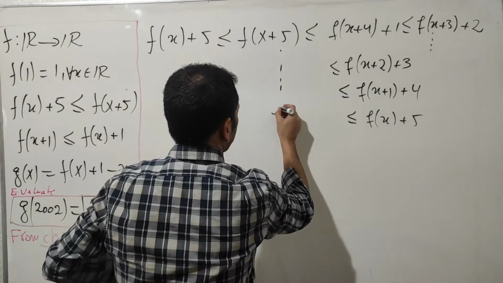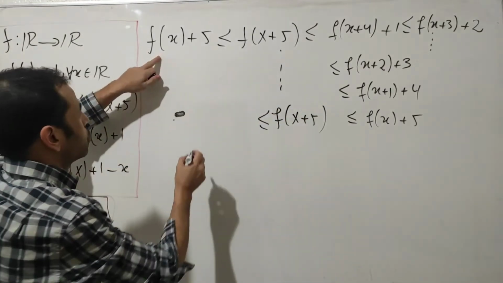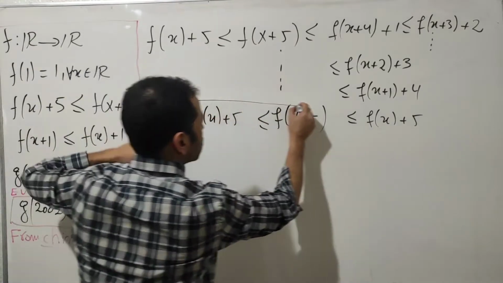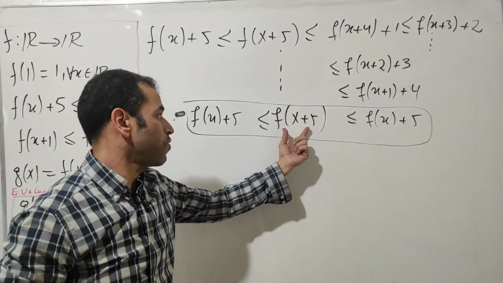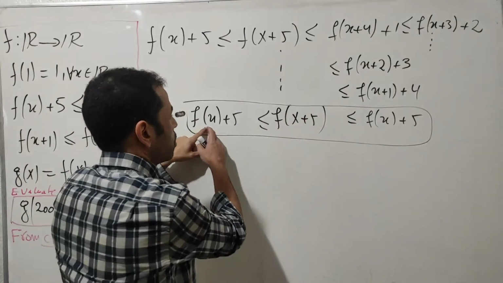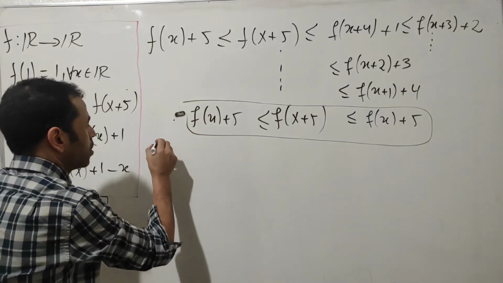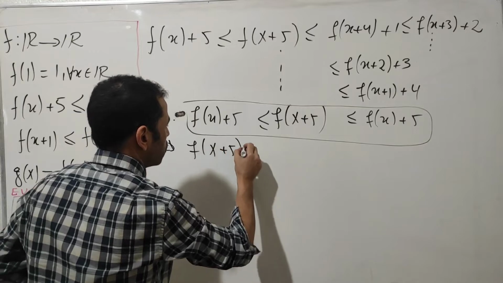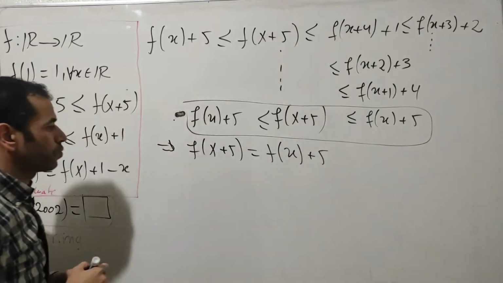So what we have here, I have f of x plus 5, which is between f of x plus 5 and f of x plus 5. By applying the squeeze theorem here, we get f of x plus 5 between the same value, f of x plus 5 and f of x plus 5. This immediately is telling us f of x plus 5 equals f of x plus 5, like this.